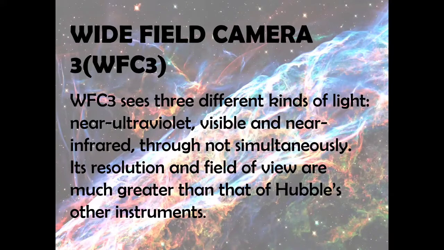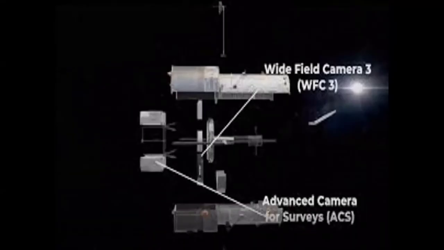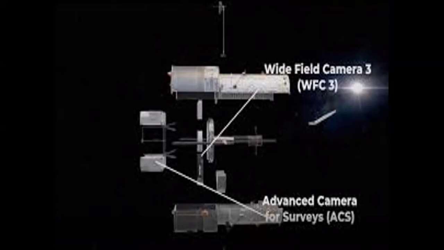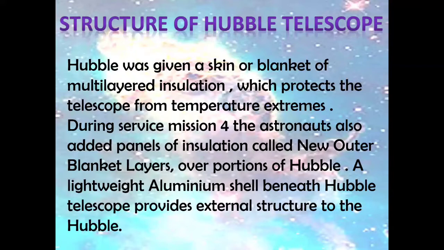Also, one of the main components of HST is the wide field camera. It has 3 different kinds of light, namely near ultraviolet, visible, and near infrared. It also consists of the advanced camera for surveys. Next slide. This is the location of the wide field camera and the advanced camera for surveys. Now, Samiksha will continue with the structure of the Hubble telescope.